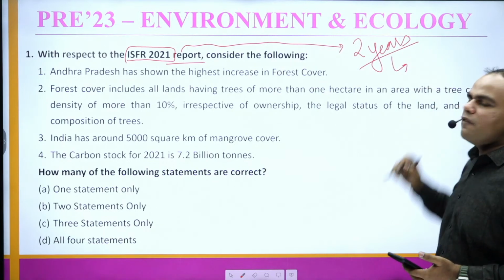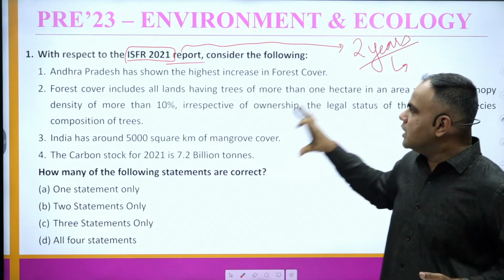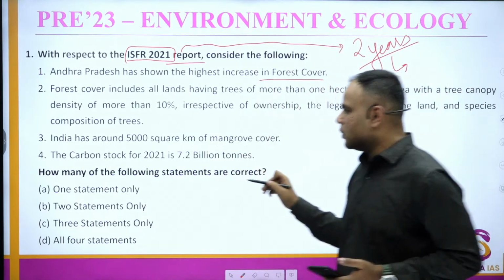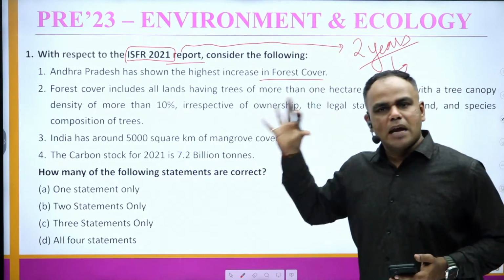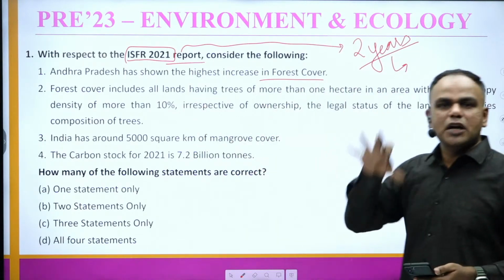This is published by Forest Survey of India. Now this question tries to ask you at least 4 different things in one question. So there are some factual elements also, some basic definitions also. So here we'll try to understand it.